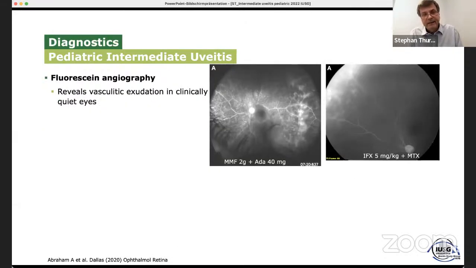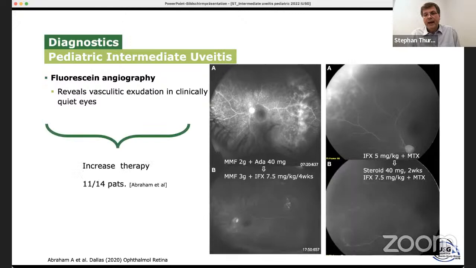Coming back to fluorescein, even in clinically quiet eyes, you can detect leakage. Here's a publication from Dallas showing these two images, where they did fluorescein angiography in clinically quiet eyes and, depending on the activity on the angiography, gave systemic treatment, and could see a significant improvement in leakage in 11 of 14 patients. These are just two examples of those. The question here really is, is this necessary?